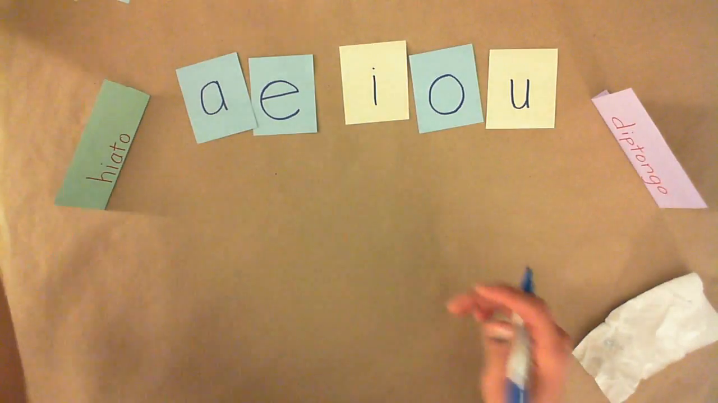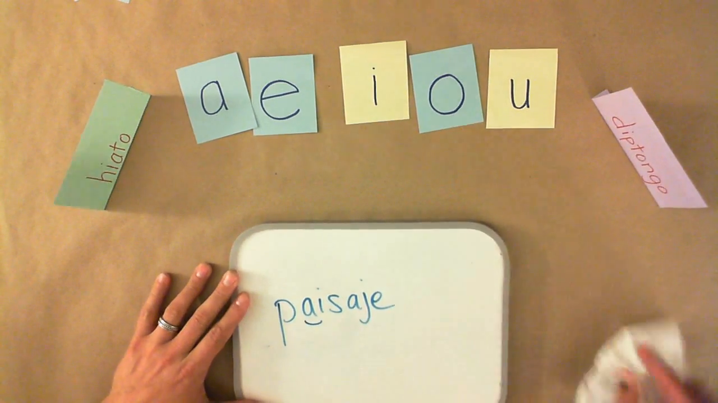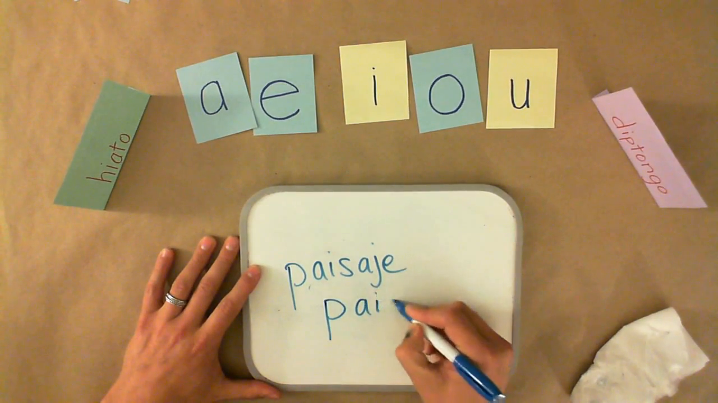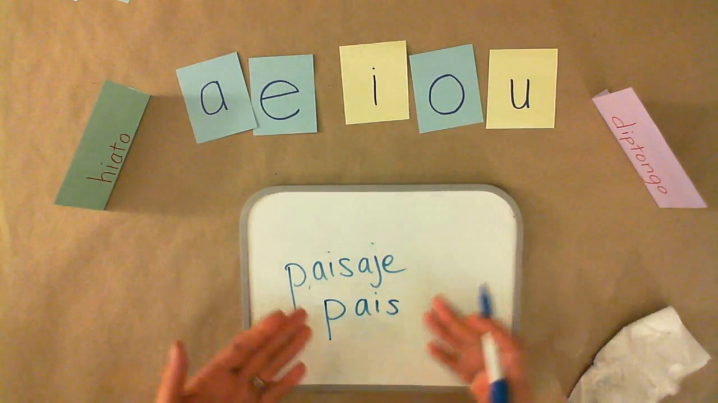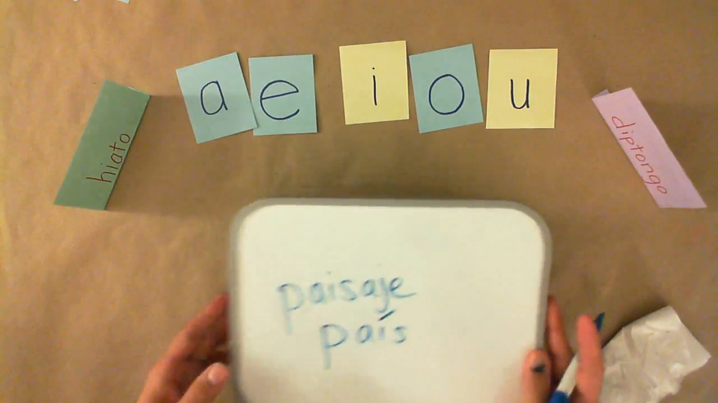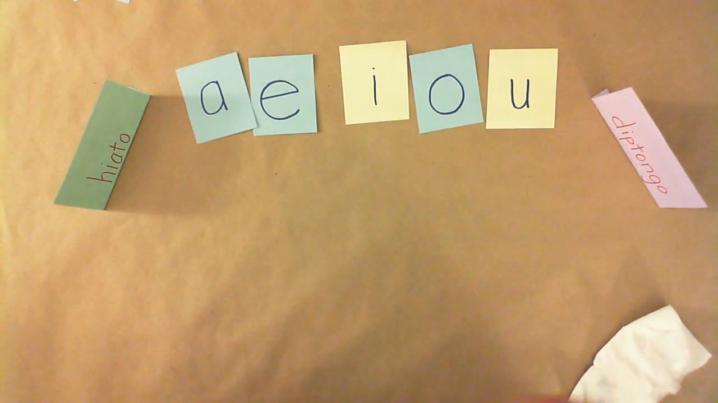Another word that's actually very similar to paisaje is this word. Right? So paisaje, this is país. País, which is a country. Okay, ready for a test? I was hoping you would be ready for a test. So let's do this.